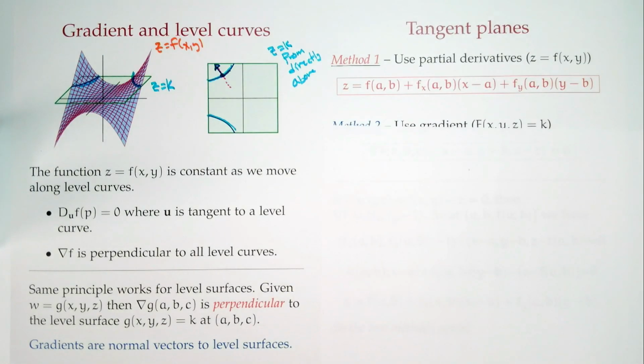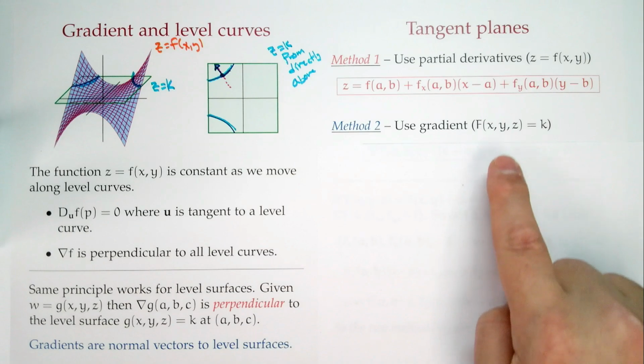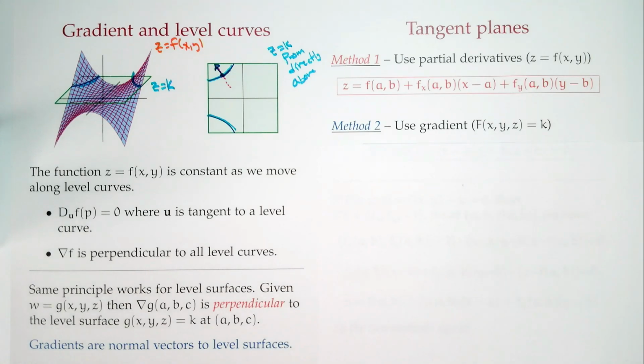Now we say, well, what if we have a different kind of function? Not z equals f of x, y, but maybe f of x, y, z equals k. We saw this type of thing when we did implicit differentiation. So we can think of this as either an implicit surface or as a level surface of some higher dimensional object which we don't have. And if that's the case, what we do is we use the gradient.